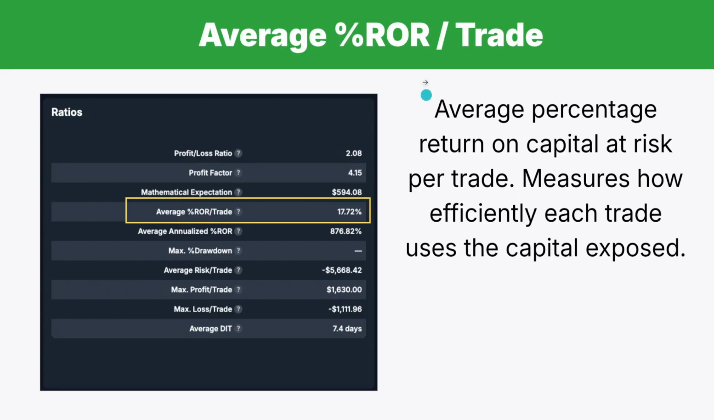The average return on risk per trade measures the average percentage return on the capital you put at risk, calculated trade by trade. At 17.72% per trade, this tells you how efficiently each trade is using the capital exposed. It's especially meaningful when you track it over time, because consistency here is worth more than occasional spikes.